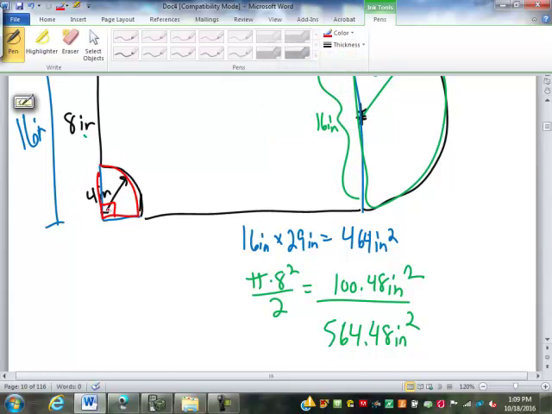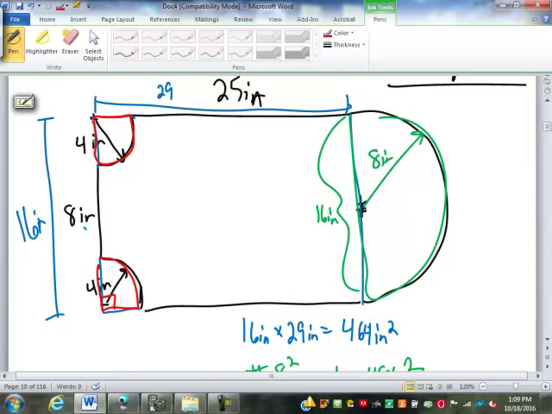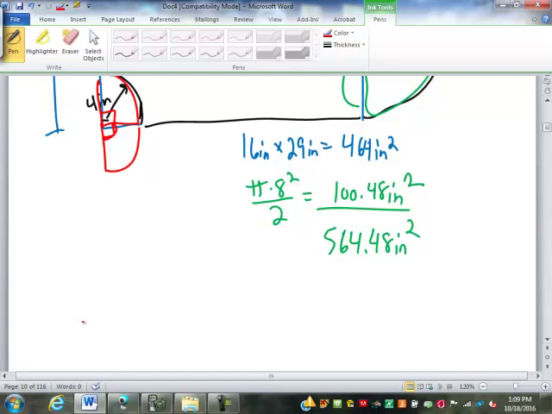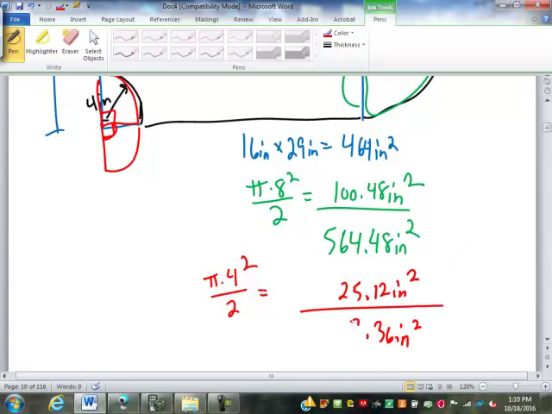Now, since they're both the same, I'm just going to take this one and move it down here and make it a half circle. Does that make sense? So I have a half circle with a radius of 4. So that's going to be pi times 4 squared, divided by 2, because it does make a half circle between the 2 quarters, which is going to give us 25.12, I believe. Yes. We subtract to get 539.36 square inches. Anybody get that?